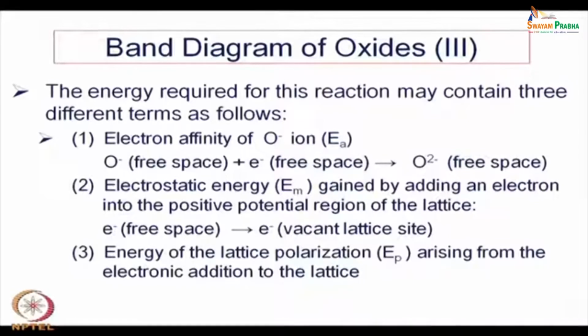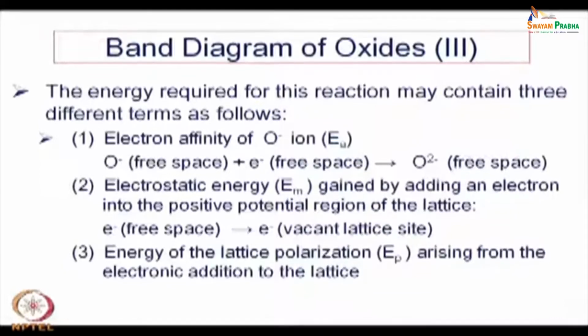Then it becomes O minus in free space and also an electron in the free space. That means a singular oxygen ion is there and a singular electron is there. When we are adding them together, what is the energy change EA, and finally O2 minus, which is also in the free space. It is not hindered by any other interaction of the surroundings.